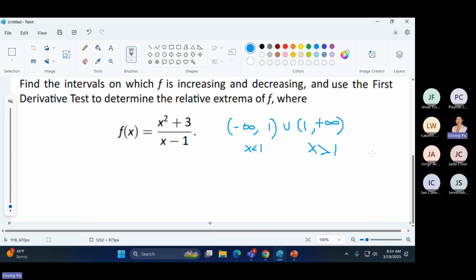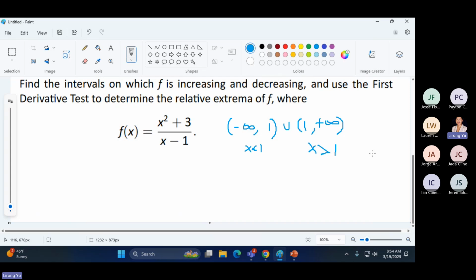These are just different interval notations representing those inequalities. Okay. So we're going to start with that interval as we were trying to determine the intervals for increasing and decreasing. So find the interval for which the function is increasing and decreasing, and then use the first derivative test to determine the relative extremum.